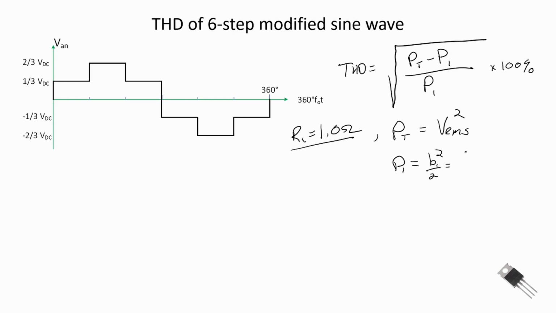So that was 2 VDC over pi, and if I square that term and divide by 2, that's going to give us the power in the fundamental. And let me calculate the power in the fundamental component first. That's equal to 4 VDC squared over pi squared divided by 2. These cancel out, and so that's equal to 2 VDC squared over pi squared.